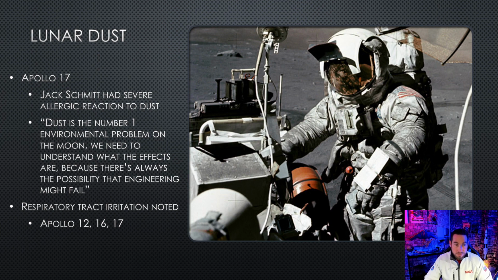So we have to understand what the effects are, because there's always the possibility that engineering might fail. So you can create engineering fixes to try to get around the problem of dust. The problem is dust is ubiquitous. It's always going to be there, and it's going to find the point of failure with our engineering solutions, which means that we have to have contingencies upon contingencies to try to plan for all this, because dust is going to find a way.